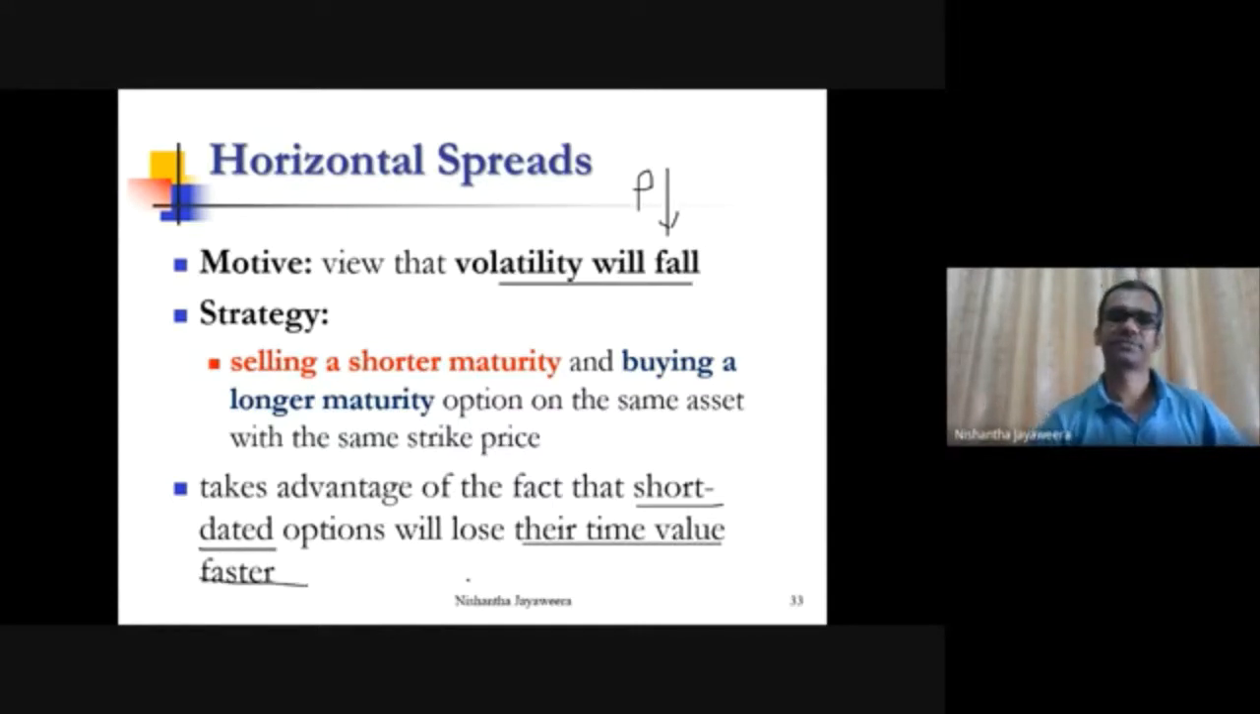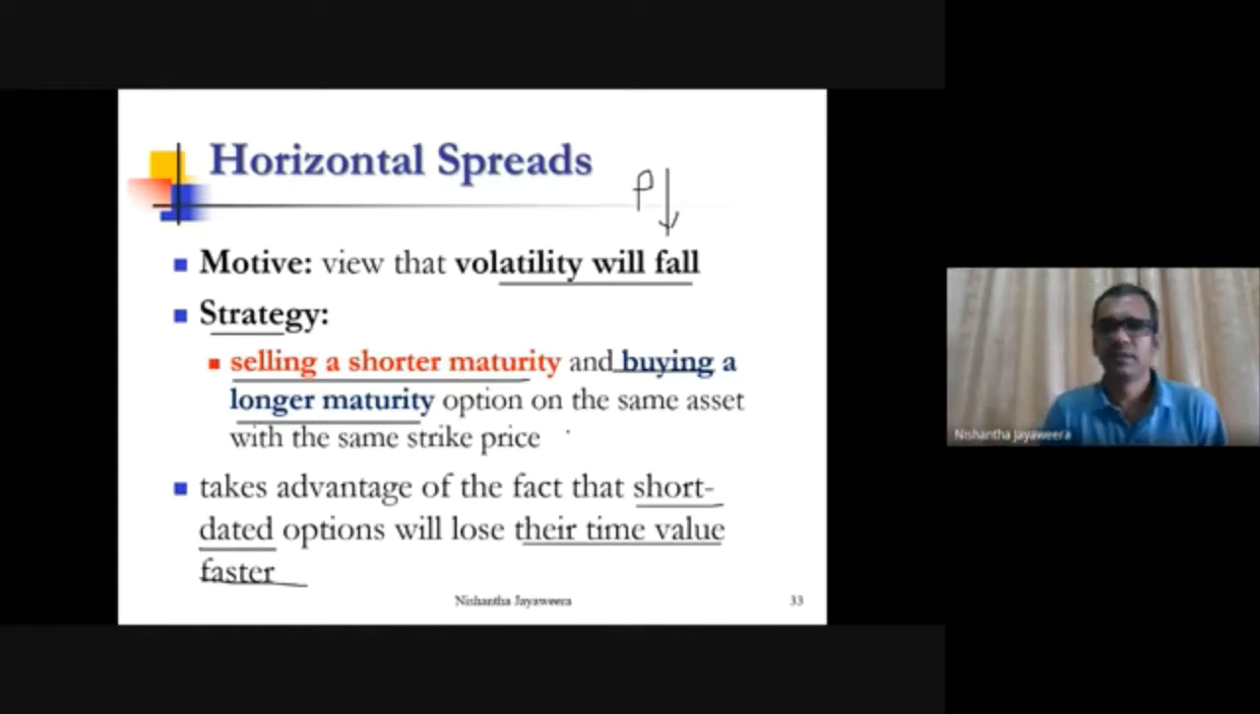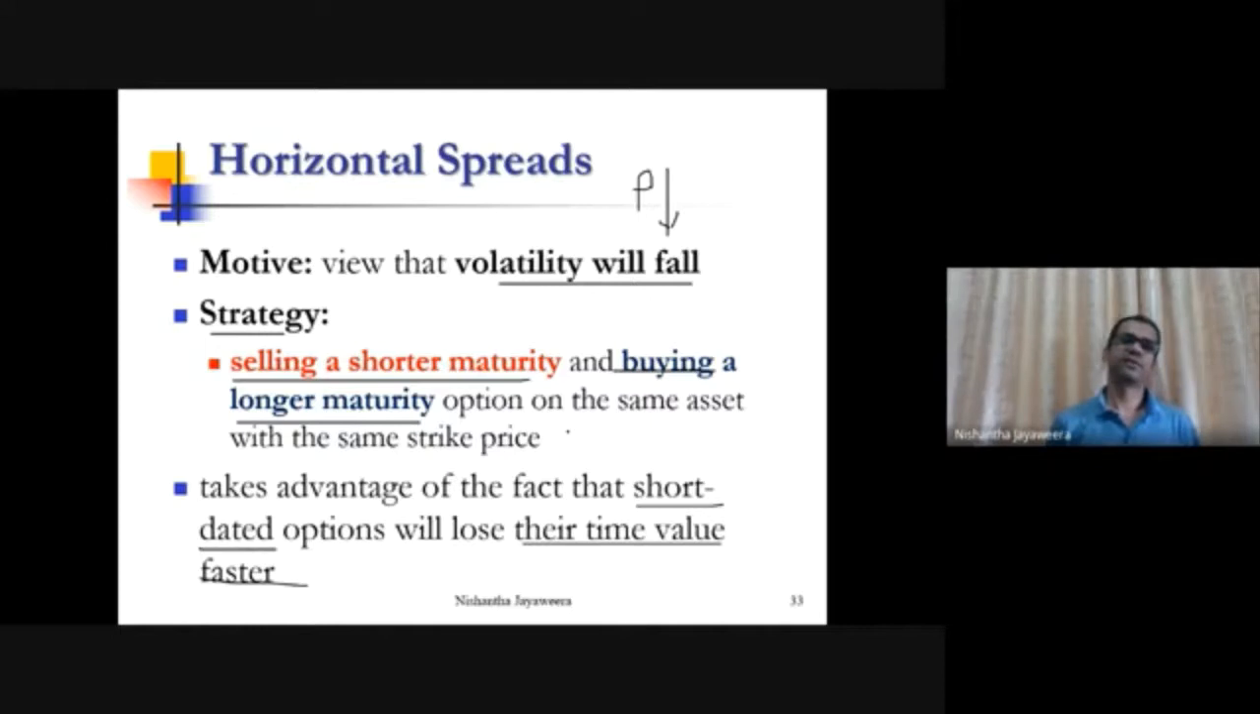Can you remember? We discussed that when it is short maturity, or when it gets closer to the maturity, price drops drastically. So for the same volatility change, price would drop drastically in the short maturity option. So therefore the strategy is sell in a shorter maturity and buy in a longer maturity, if you think volatility will fall.